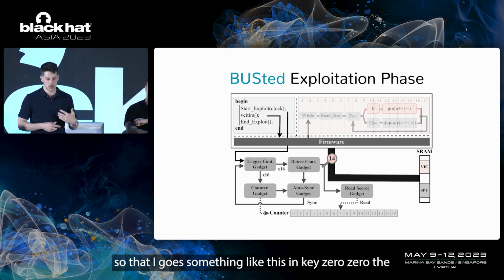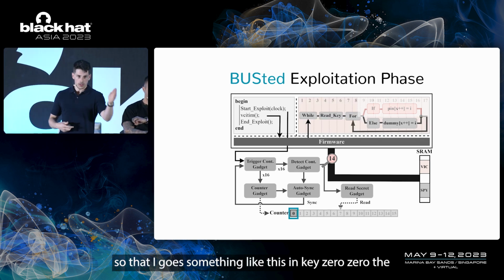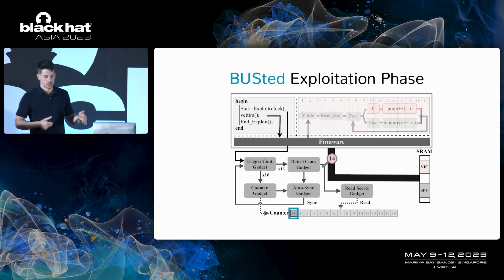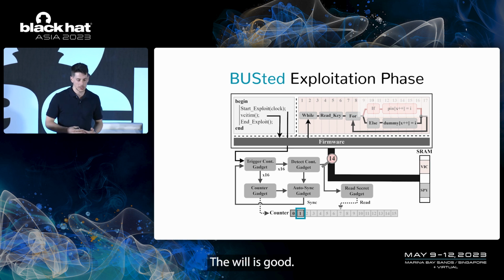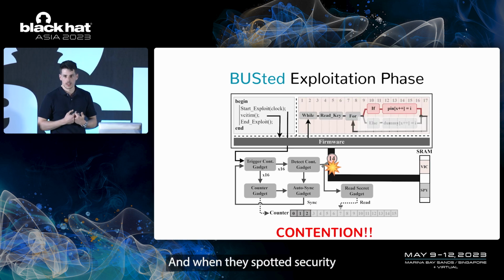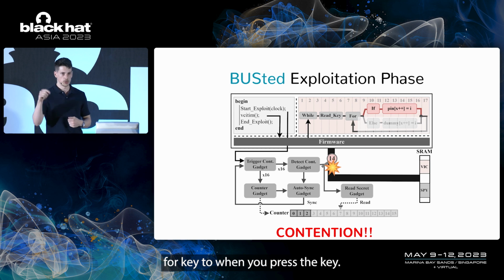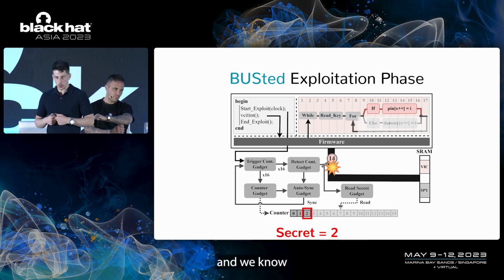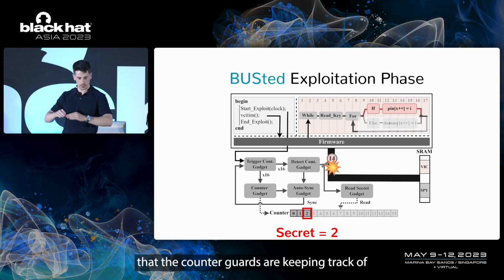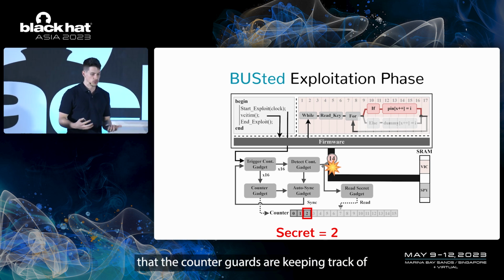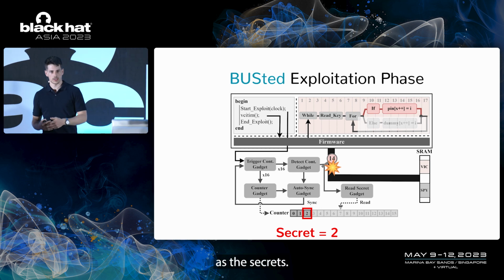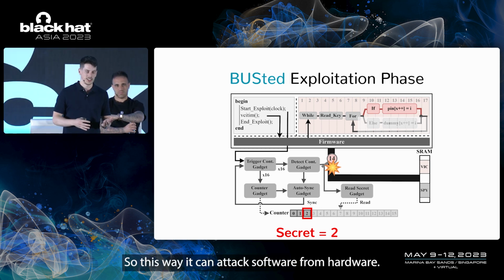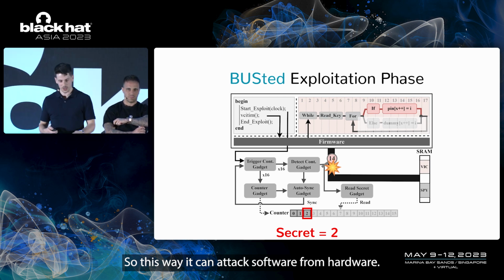So the attack goes something like this. In key 0, the else path will be executed. Then in key 1, the else path will execute. And when the if path is executed for key 2, when you press key 2, we see contention, and we know that the register that the counter gadget is keeping track of is the secret. So this way you can attack software from hardware.